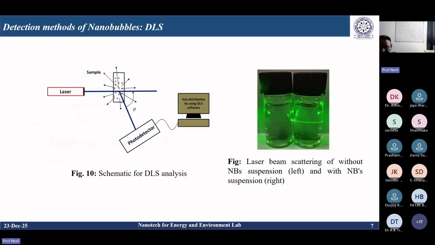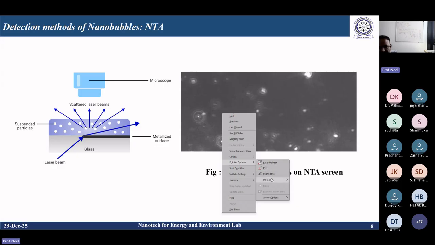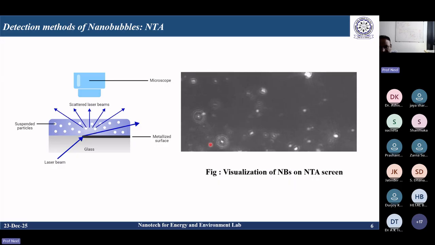the scattering intensity, and thereafter the Brownian motion of the bubble, right? So let me try to show you this video. I'm sure it's not running. So let me look at how this can be.